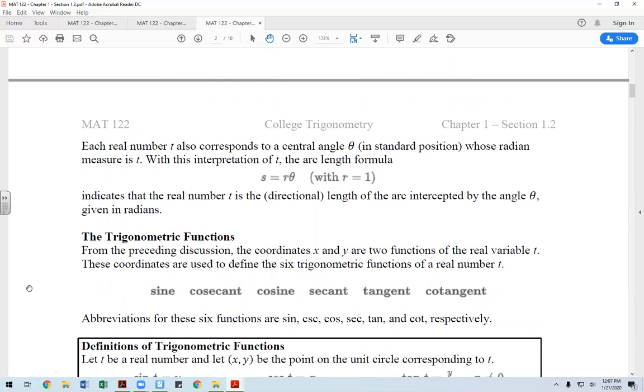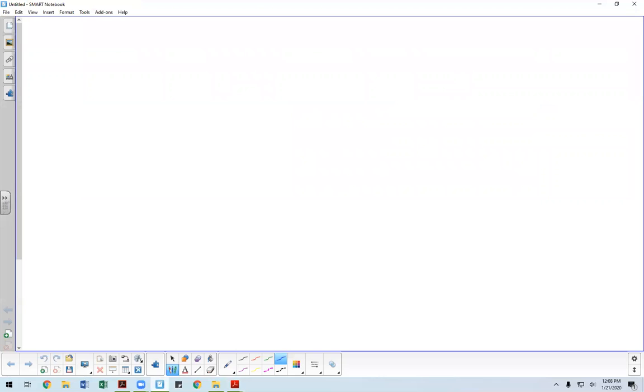Now, before I actually get into this discussion with trigonometric functions, I do want to talk about the unit circle just a little bit more. So let's get into our... okay, let me see. Actually, let me draw a circle.